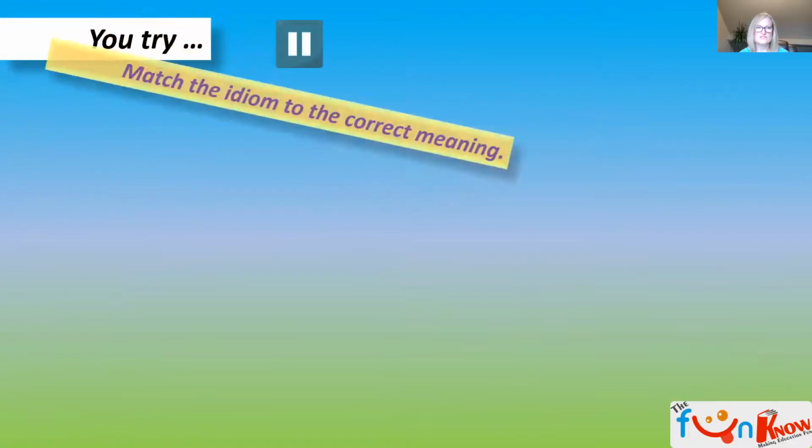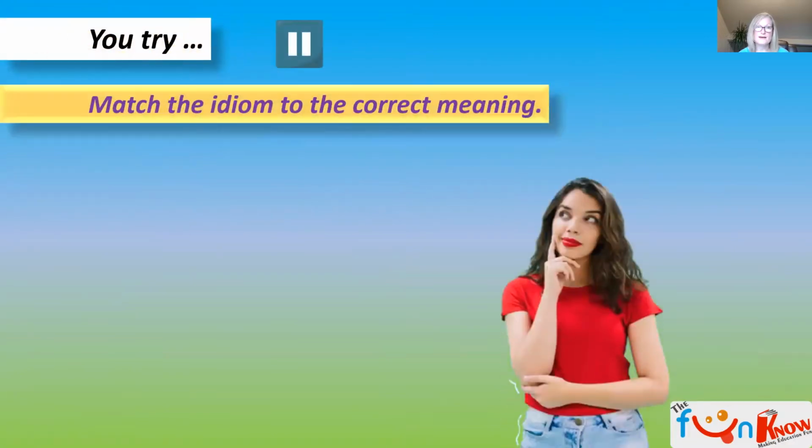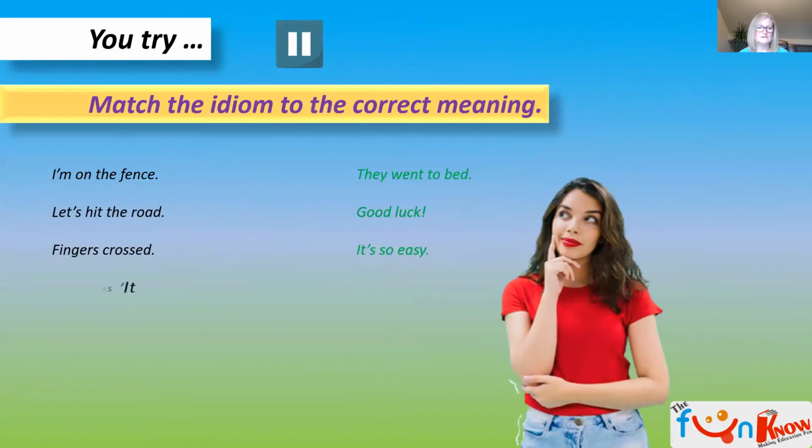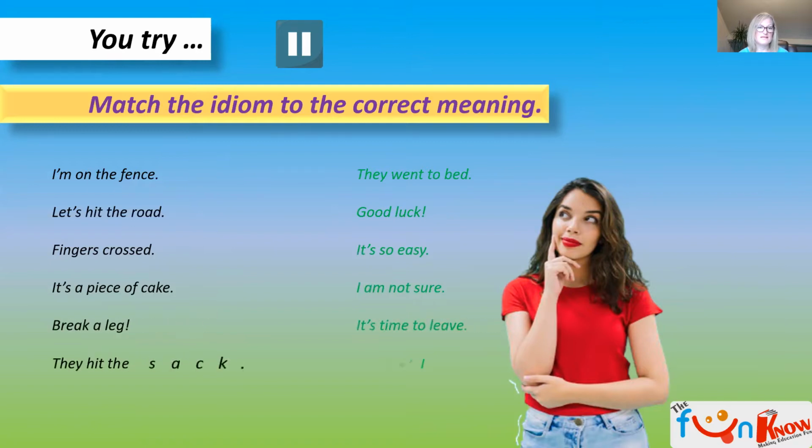Okay, I'll read out what's on the screen and you can have a go. Can you match the idiom to the correct meaning? So on the left, we've got the black idioms, and then on the right, we have mixed up green meanings. Okay, so we've got, I'm on the fence, let's hit the road, fingers crossed, it's a piece of cake, break a leg, and they hit the sack. Okay, so pause the screen.